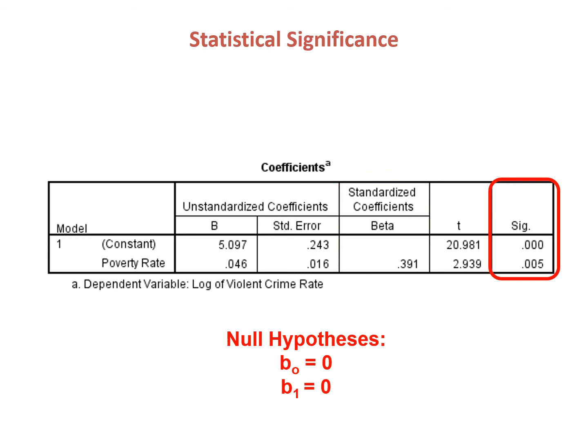Jump to the last column. The statistical significance is recorded here. The null hypothesis for both the constant and the coefficient for poverty rate is that they are zero. Both p-values are less than 0.05, which indicates statistical significance. The 0.000 for the constant is confusing. Some students mistakenly interpret this number to mean no statistical significance, but this interpretation is incorrect. It means an extremely high level of significance. 0.000 is as far below 0.05 as one can go, indicating that the value 0 is far into the tail of the distribution.